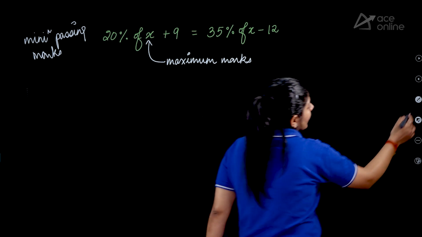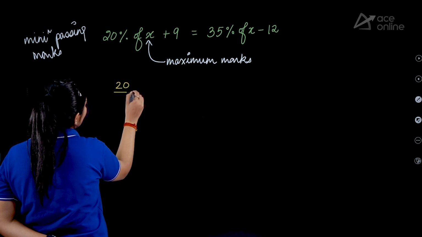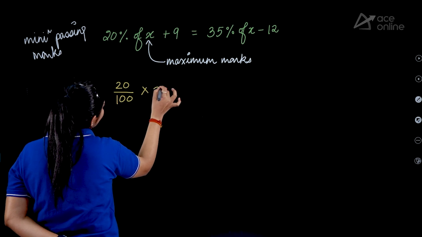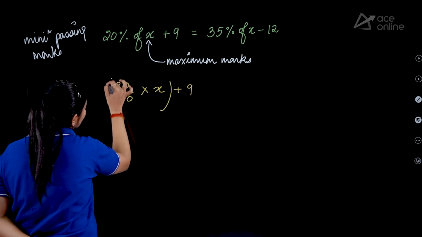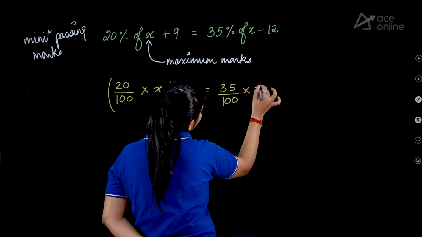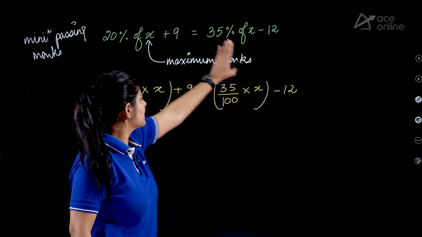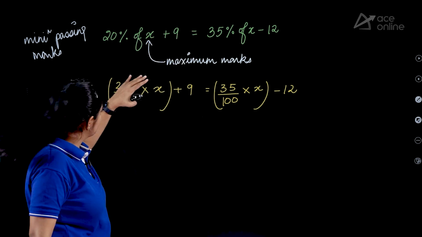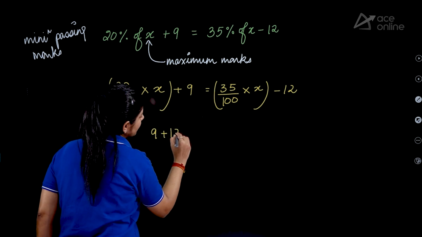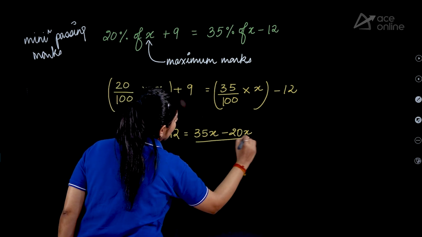Now if we go on to solve it further, we can write it as 20/100 into x plus 9 is equal to 35/100 into x minus 12. We can simply transfer this 12 to this side and this 20% of x to that side. So here we are getting 9 plus 12 equals 35x minus 20x/100.